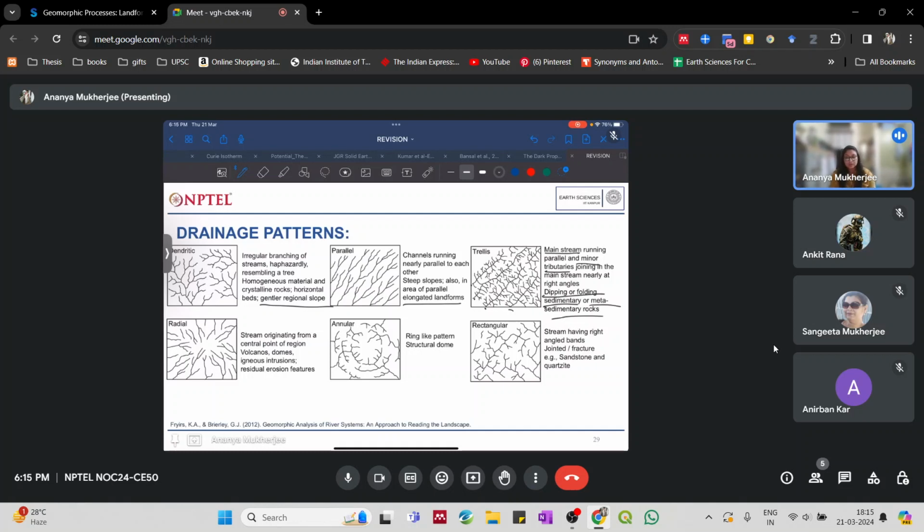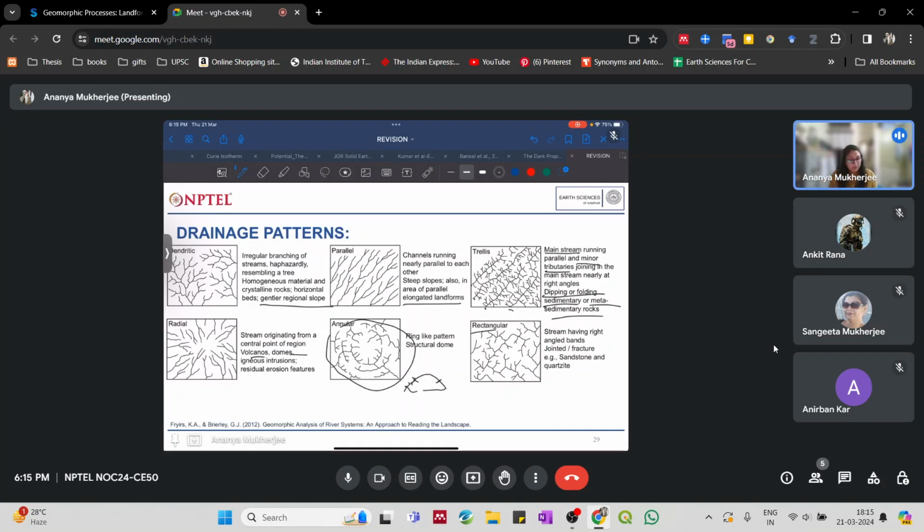Then you have radial. So radial, usually these streams originate from a central point of the region. So you have volcanoes, domes. They are examples where you can have the radial drainage pattern. Annular drainage pattern, they form a ring, and this usually happens, suppose there is a dome and there are fractures occurring on the dome. So the stream, after it originates, tries to flow through these fractures, and if you look from the top, they form like a ring.